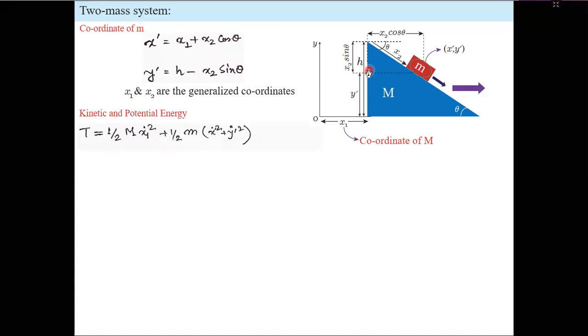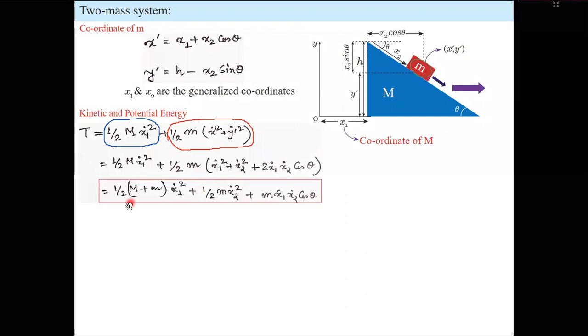So let's start. This is the total kinetic energy expression. Just for clarity, the first term is the kinetic energy of this blue object, and the second term is the kinetic energy of the red object. I'm just circling them as blue and red. These are the two kinetic energies. Now x1 dot will remain x1 dot, and if we find x prime dot and y prime dot, this is how the expression will look.